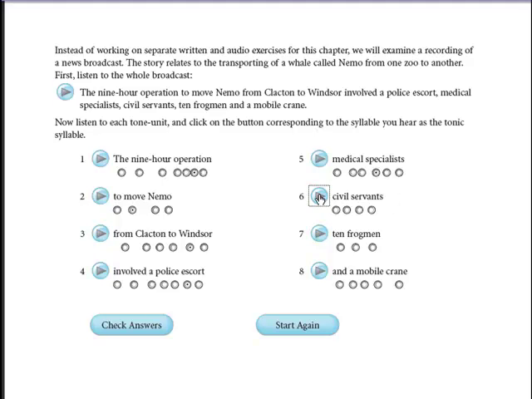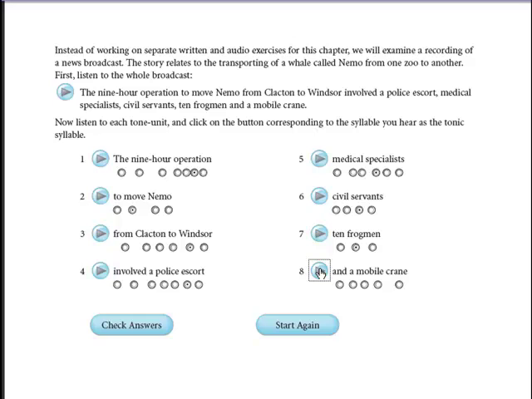Civil servants. Of the 4 syllables, where does the tone begin to change? Right again. 10 frogmen. That one's almost too easy. There's only 3 syllables. It starts to change right in the middle.